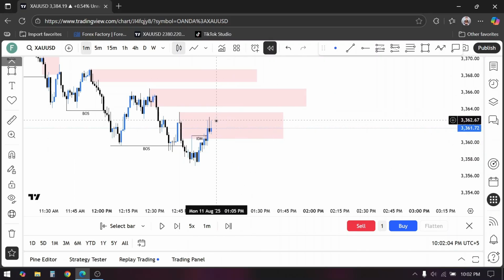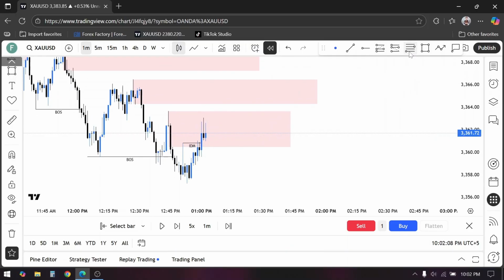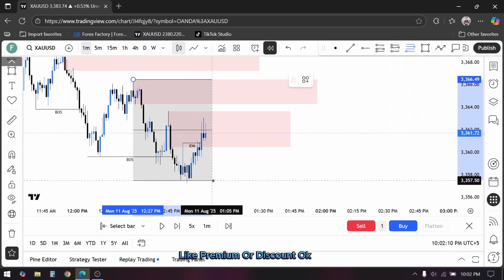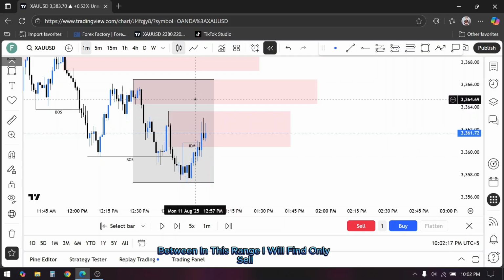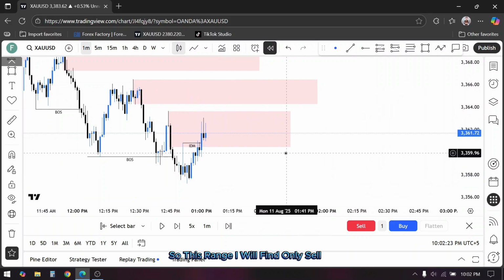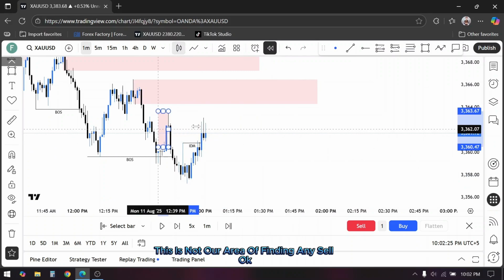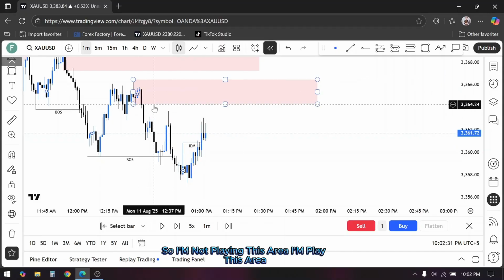I will, because here is another concept like premium or discount. Okay. So in this range I will find only buy. In this range I will find only sell. This is not our area of finding any sell. Okay. So I'm not playing this area, I am play this area.